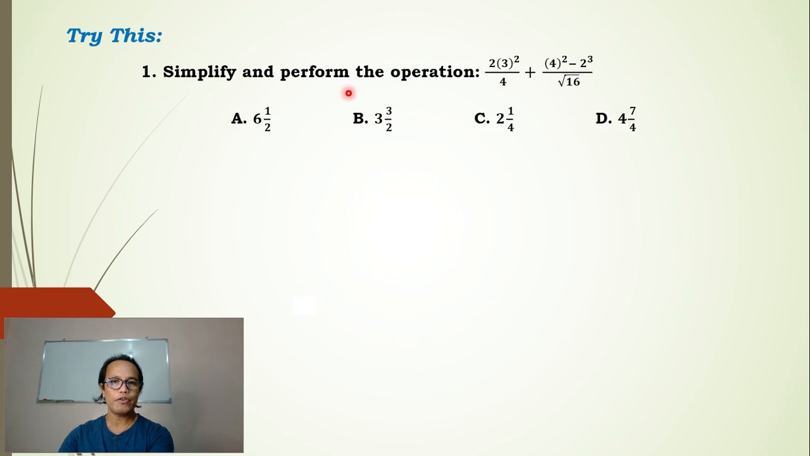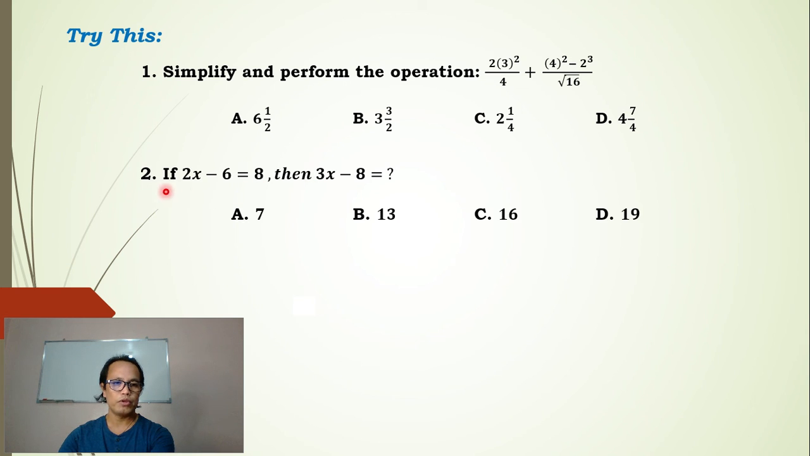Okay, so before I go, we will try these examples first. Number 1, simplify and perform the operation, that is 2 times 2 quantity cube over 4 plus 4 quantity squared minus 2 cube over the square root of 16. A. 6 and 1/2, B. 3 and 3 over 2, C. 2 and 1/4, D. 4 and 7 over 2.